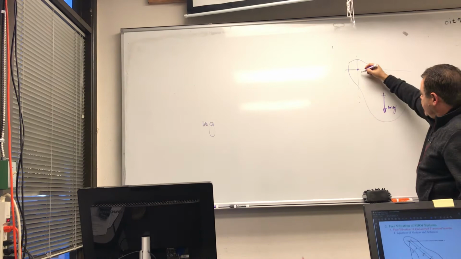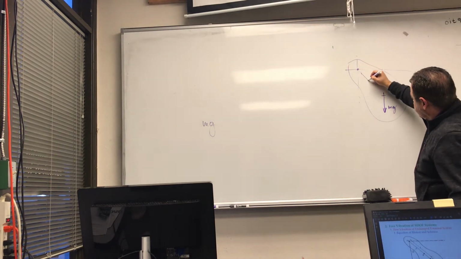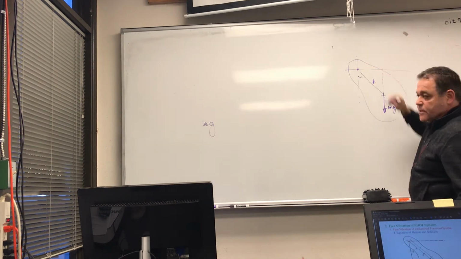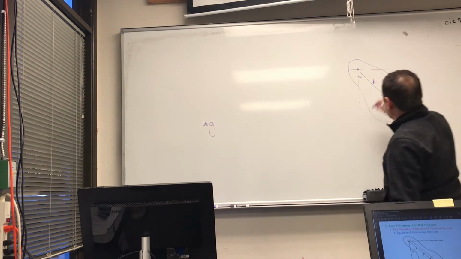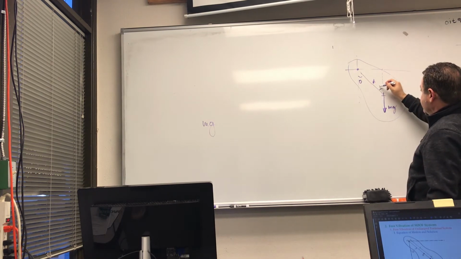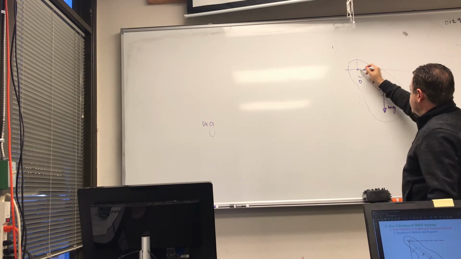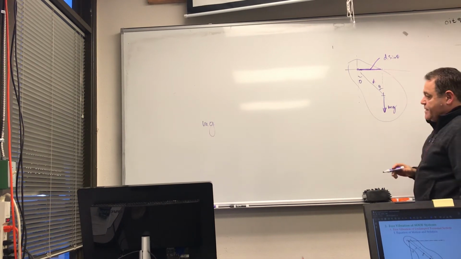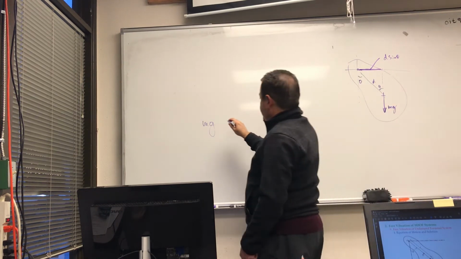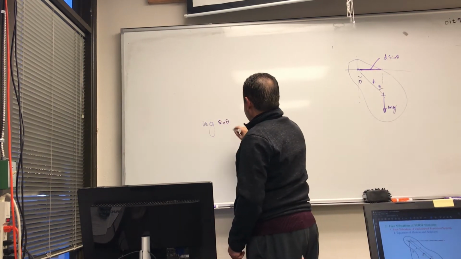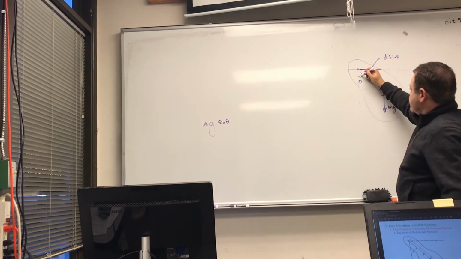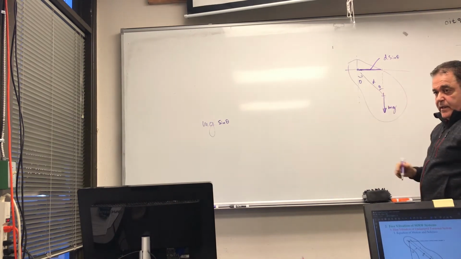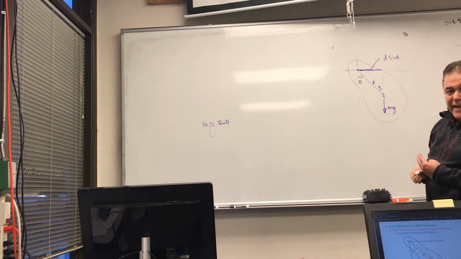So I need to find this distance. Is it given? It just says D. And this angle is defined as theta, right? So that means this distance, which is the moment arm, is D sine theta. That means the moment is actually mg times D sine theta. But theta is defined as positive in this direction, so this moment is going negative, if you will.